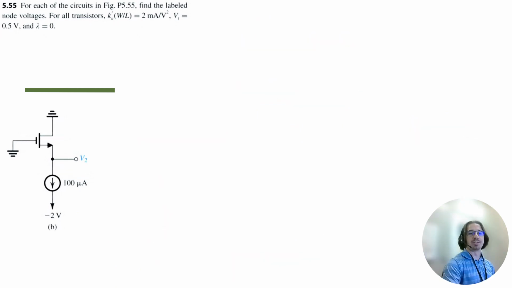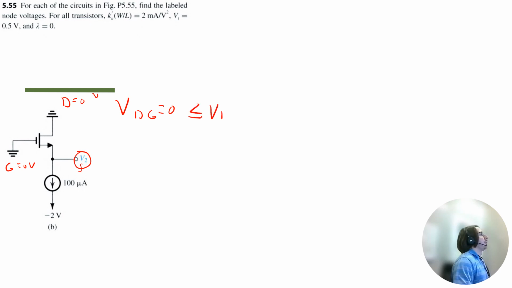Okay, let's solve circuit B. So again, it's an NMOS because the arrow is pointing outside of the gate channel. We can see the drain is grounded at 0, and the gate is grounded at 0 volts. Here's our source, V2. We know that the voltage from drain to gate is equal to 0, which is less than the threshold. So this device is in saturation.